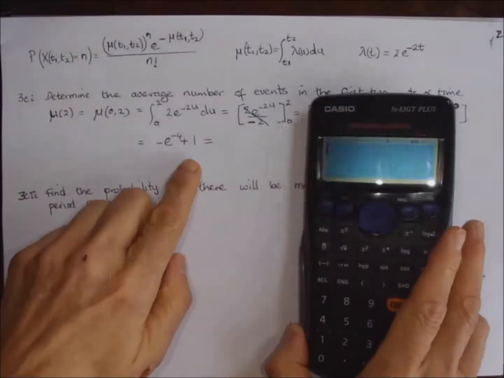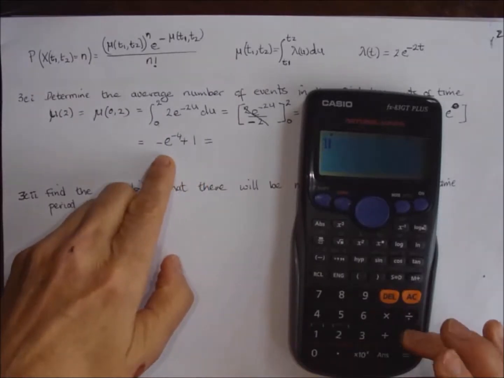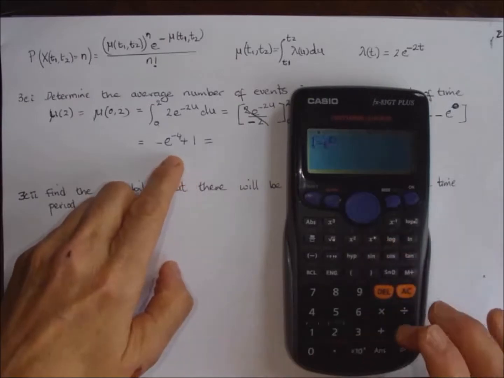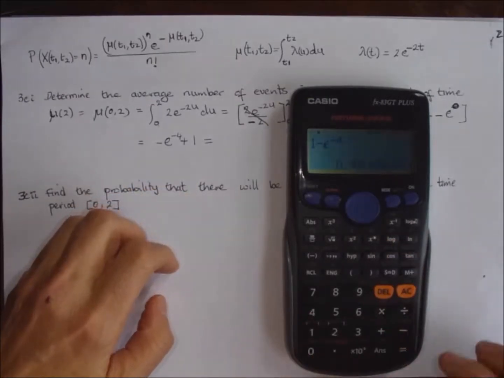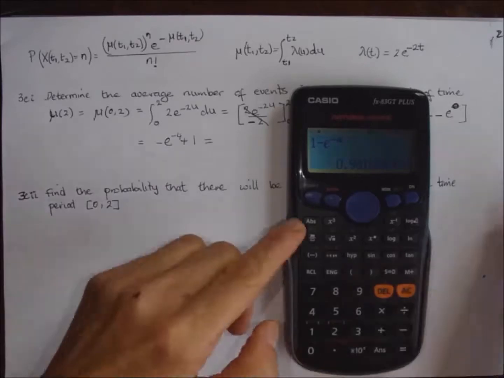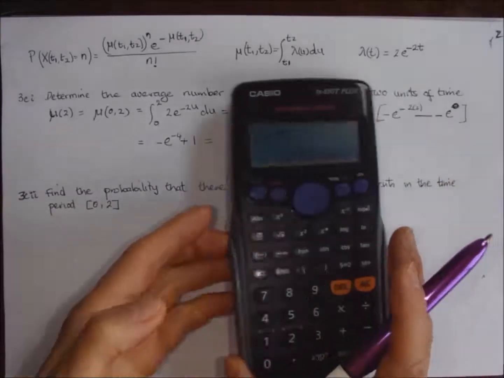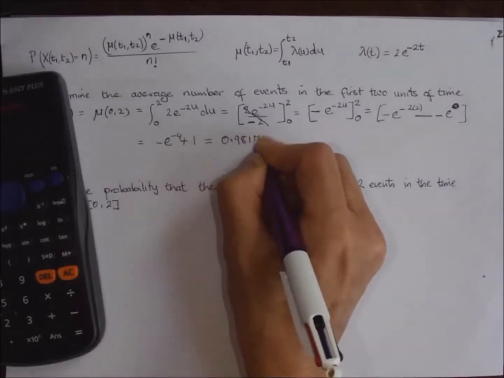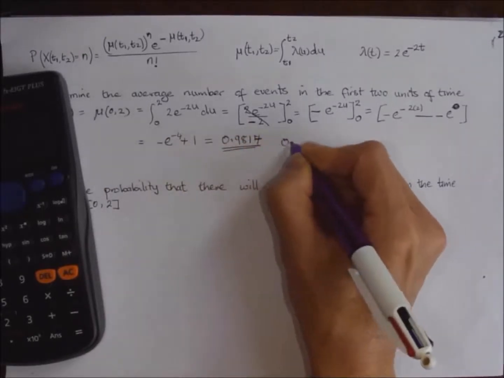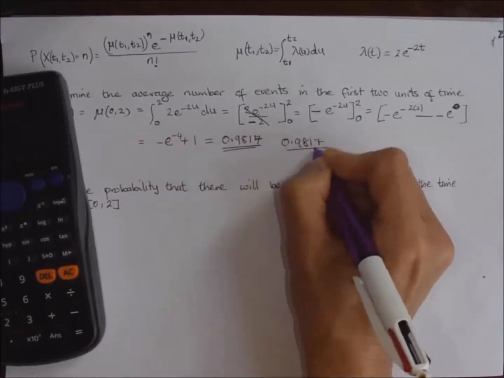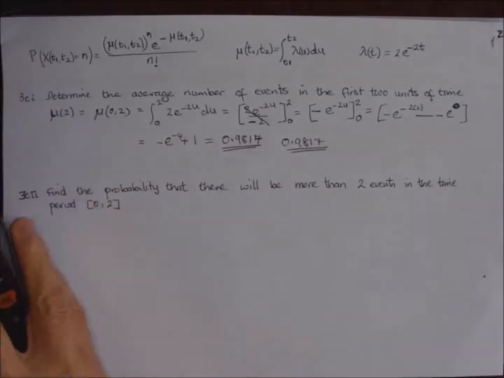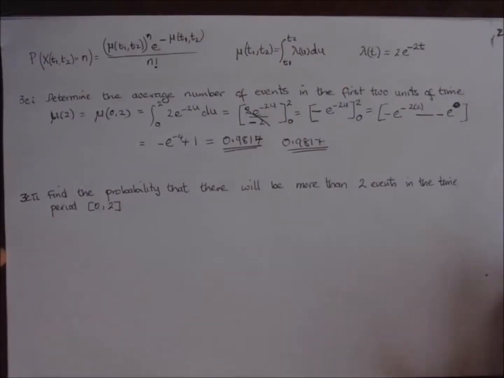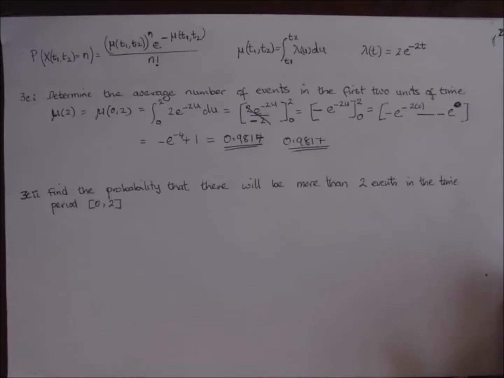Okay, so I'll just do 1 first of all. 1 minus e to the power of minus 4 equals 0.9817 when I round it up. 0.9817. And really for this type of question, you need to do at least 4 decimal places. Otherwise you could end up with a probability greater than 1, just due to rounding errors.